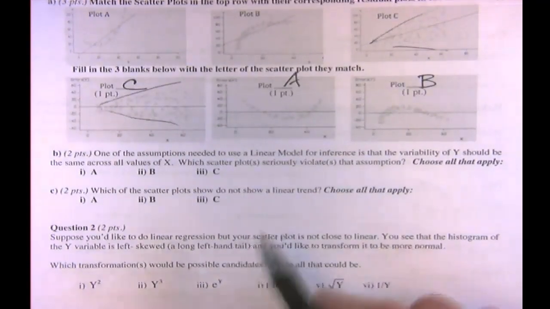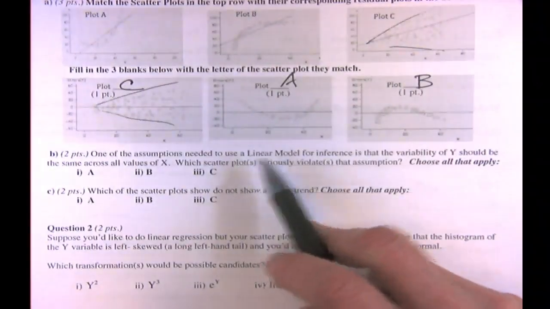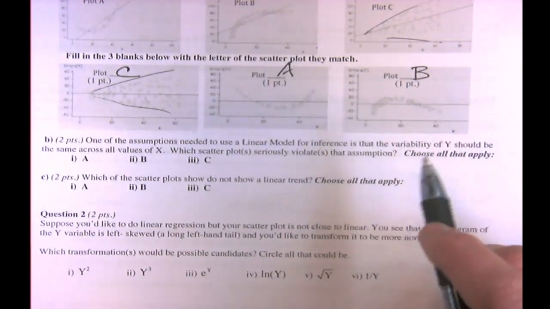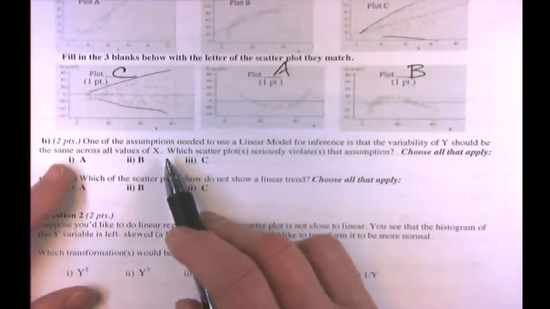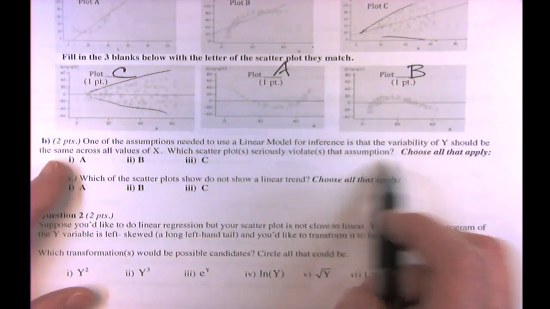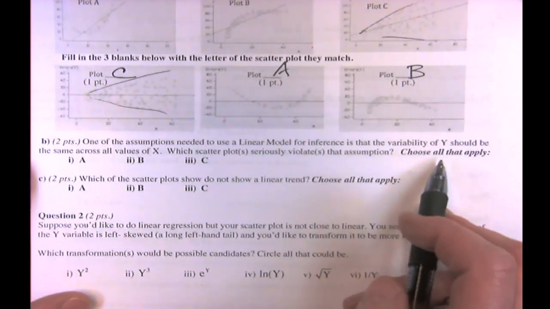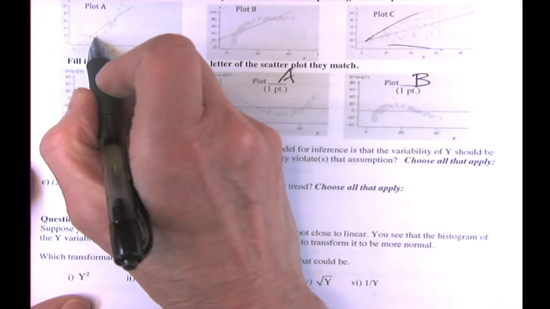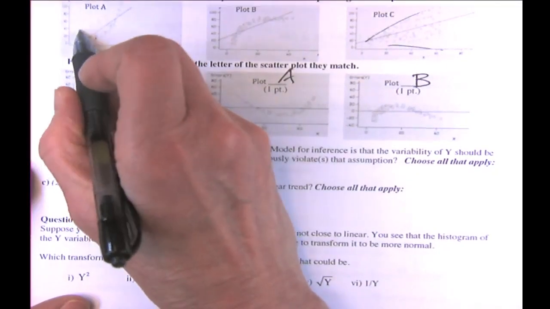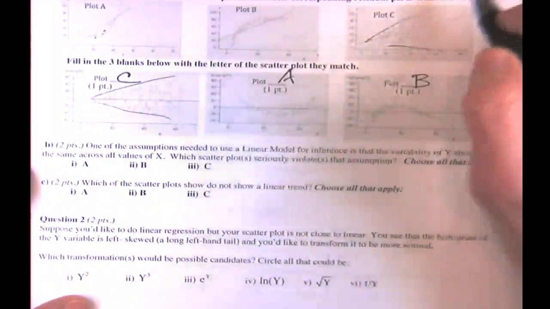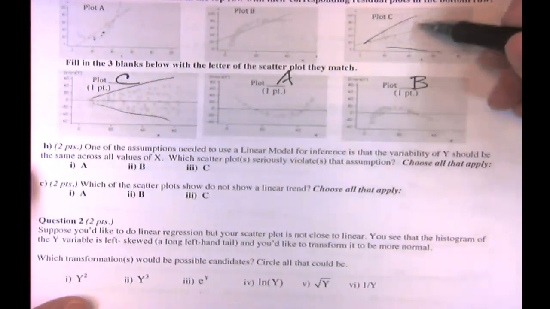Okay, now one of the assumptions needed to use a linear model for inference is that the variability of the y's should be the same across all values of x. Which scatter plot seriously violates that assumption? Circle all that apply. You know what we mean by the variability of the y. For any x, you're going to get y's that are variable. In any little strip, here's the variability, the y's are varying. It's basically the width of the strip.